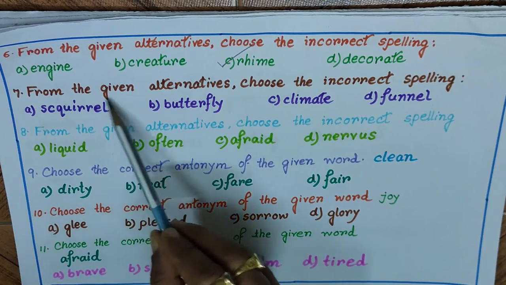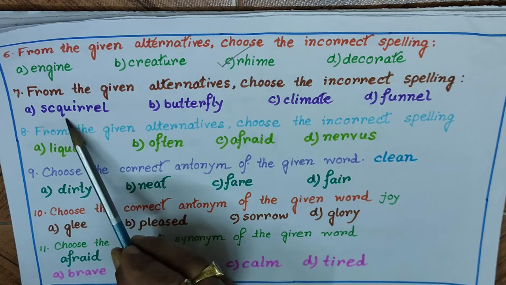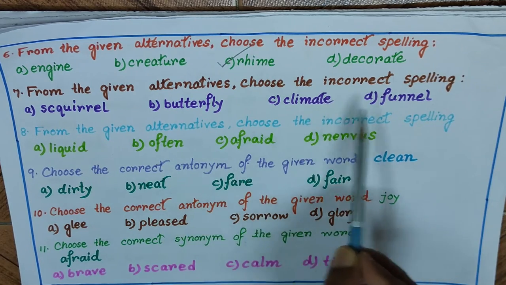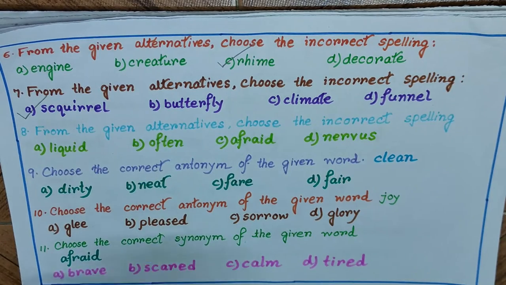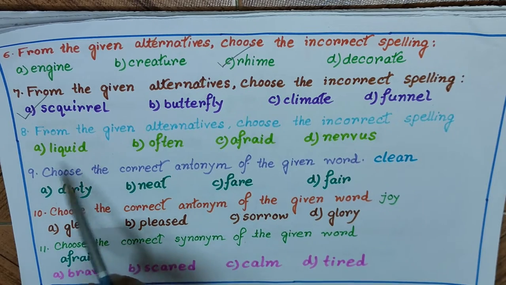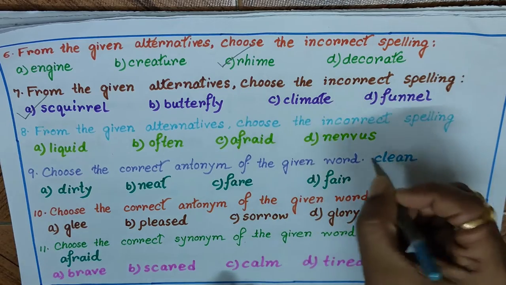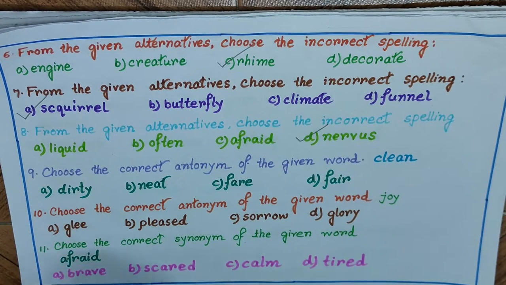Next, 7. From the given alternatives, choose the incorrect spelling. A, squirrel, the spelling of squirrel is wrong over here. Let's see the other ones. Butterfly is correct, climate is correct, funnel is correct. So A, squirrel is wrong. 8. From the given alternatives, choose the incorrect spelling. A for liquid, B often, C afraid, D nervous. Nervous spelling is wrong. The spelling of nervous includes an O, which is missing in this spelling.